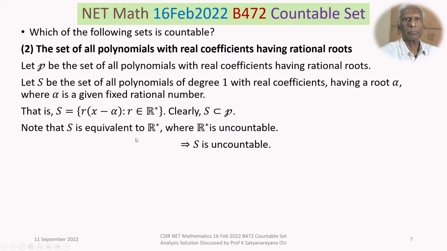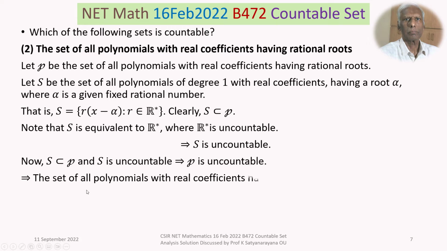Why? S is equivalent to R star, and R star is uncountable. Therefore, S is uncountable. Now, S is contained in P, where S is uncountable, therefore P is uncountable. Why? Because every superset of an uncountable set is uncountable. Therefore, P is uncountable. That is, the set of all polynomials with real coefficients having rational roots is uncountable.